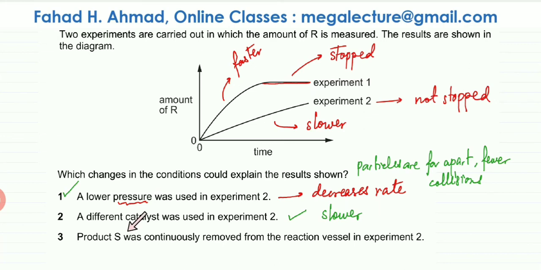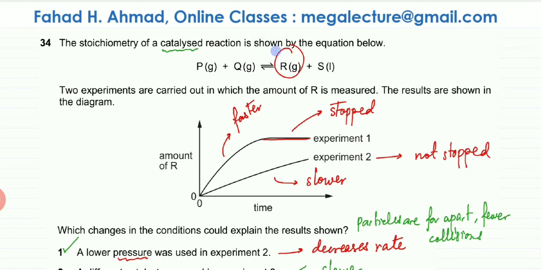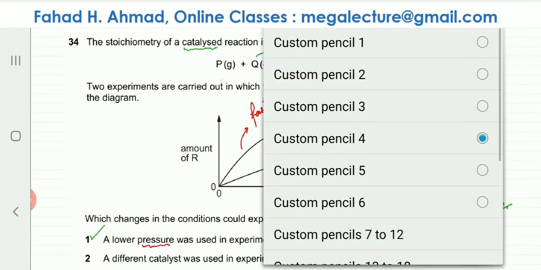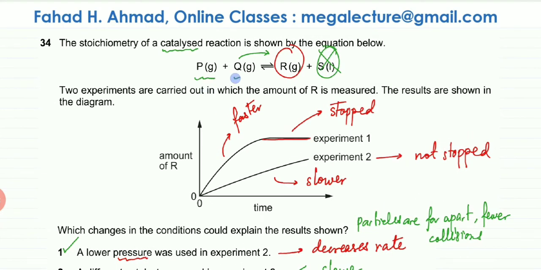The last one is that product S was continuously removed from the reaction vessel in experiment 2. So if you remove product S, which is over here, if you keep on removing this S from the equilibrium mixture, the equilibrium would shift in the forward direction. More products would be formed, but that is not going to affect the rate of the reaction, because the rate of reaction depends on the collisions between these particles P and Q. It's how frequently they're colliding or how effectively they're colliding. So it doesn't really depend on S.